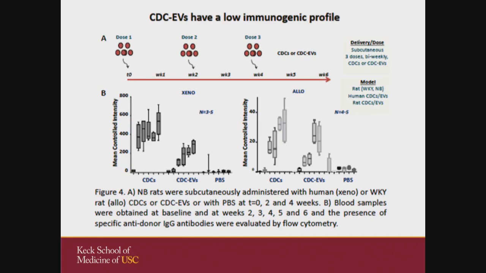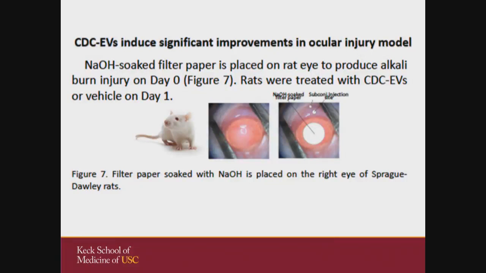Essentially, this shows that the exosomes from the cardiac stem cells have very low immunogenicity compared to the cells that they're derived from. And we did a study in the eye, exposing the eye to an alkali chemical injury in rats, and measured how much damage there was at various points after delivering these exosomes via injection around the eye.